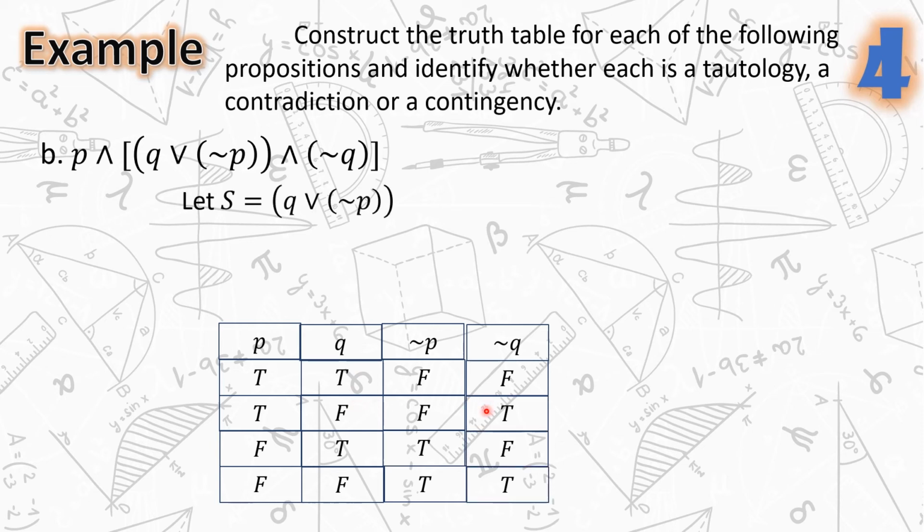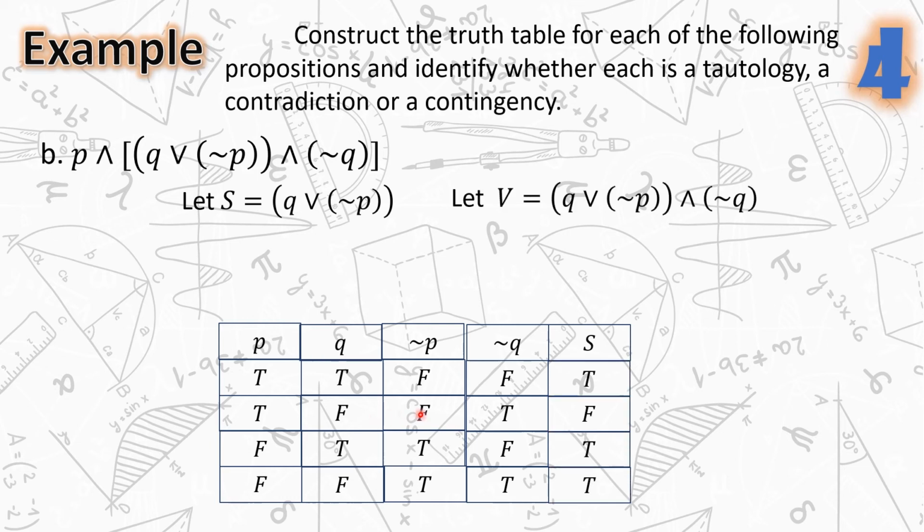Next column, let us have Q or not P, and let us have it represented by S. Focus our attention at column Q and column not P. For the disjunction to be true, at least one of the propositions must be true. So the disjunction Q or not P is false in the second row. Next, let us have the column for Q or not P and not Q, represented by V. Since this is a conjunction, for V to be true, S must be true and not Q must be true, and that is in the fourth row, so V must be true in the fourth row.